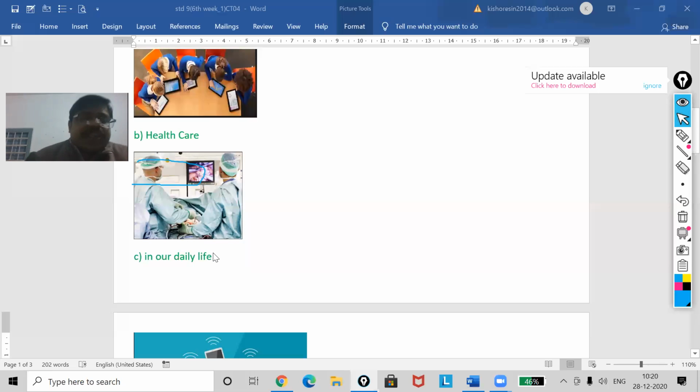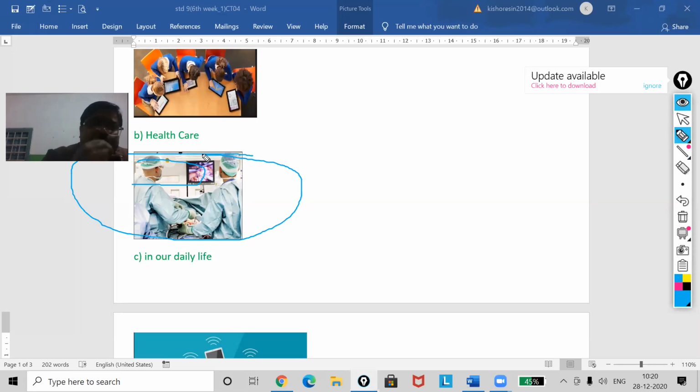Now the next one is health care. You can see the picture. When I'm talking about healthcare, what comes to my mind, my dear? Diagnosing the disease of the patient by the doctor. It can be physical or it can be online, my dear. So one by one I'm going to discuss, and you will understand it.